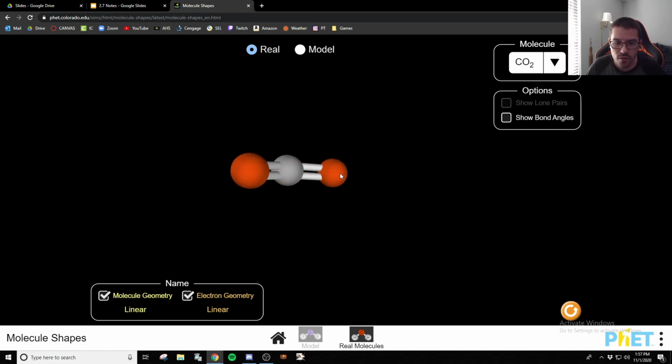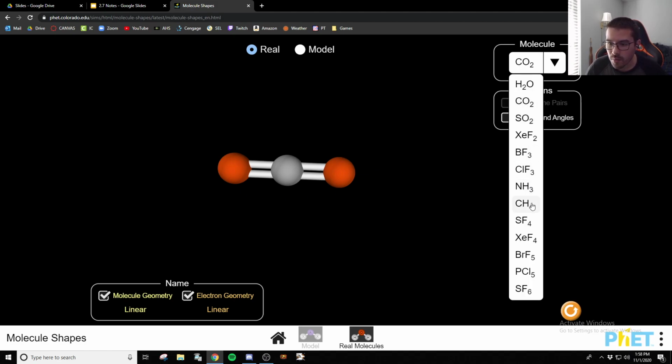So even though the carbon-oxygen bond is polar, the net overall polarity here is not present, okay? Like I said, the bond polarities effectively cancel each other out. They're both pulling in opposite directions, and so the net polarity here is 0.